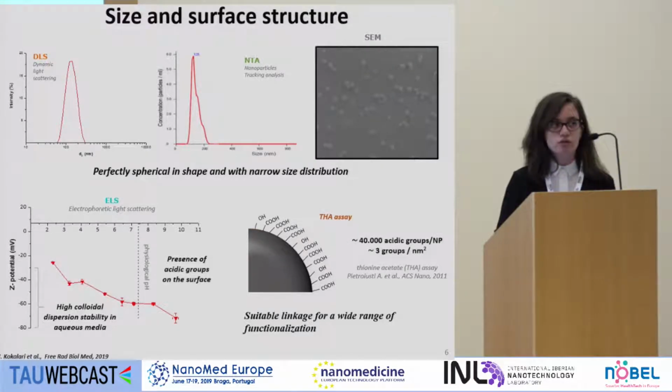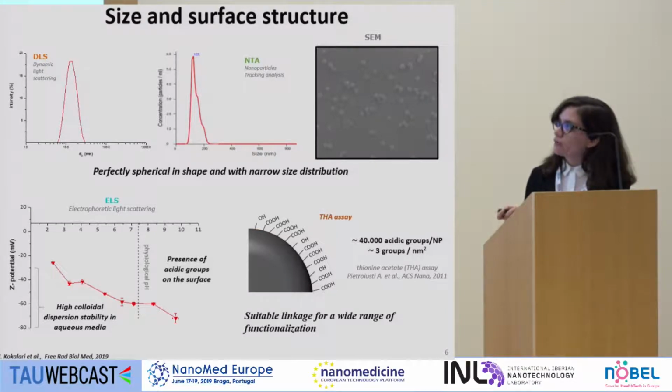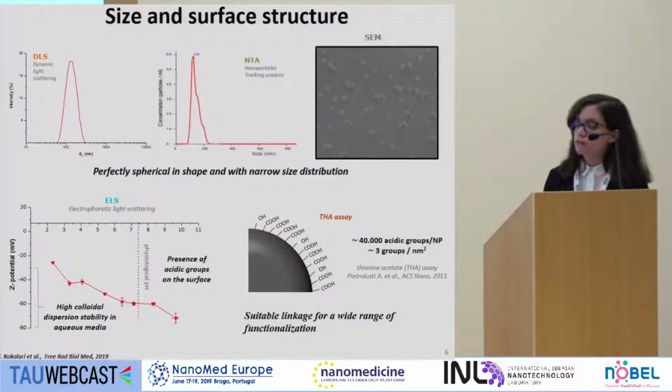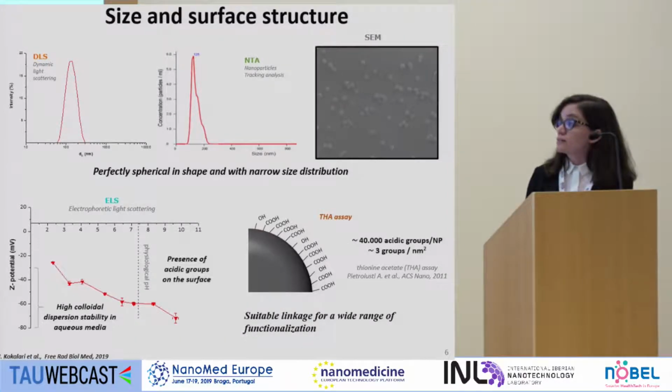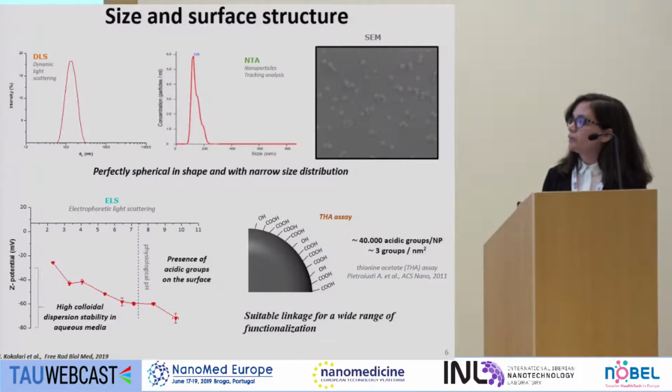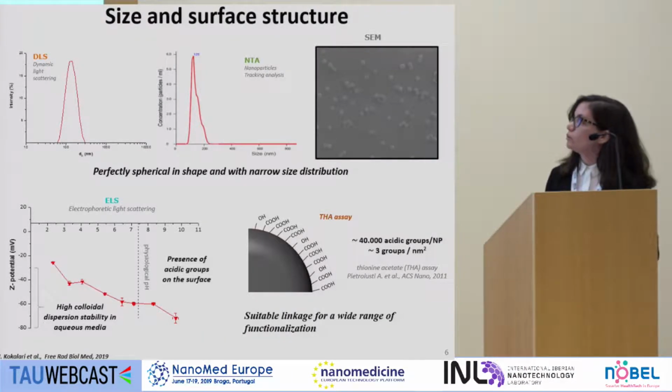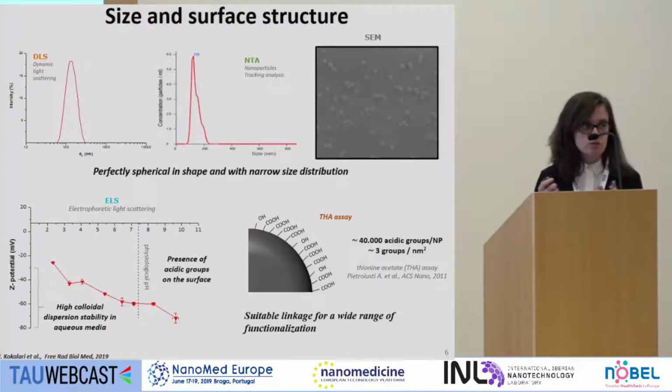by negatively charged groups, as you can see by the measurement of the zeta potential as a function of pH. The zeta potential increased with increase of pH, which suggested that these groups are acidic groups, mainly carboxylic groups, which confer a high stability in aqueous media. So the acidic groups were confirmed by titration, and we found that each nanoparticle possesses almost 4,000 acidic groups per nanoparticle, which could be a suitable linkage for a wide range of functionalization.